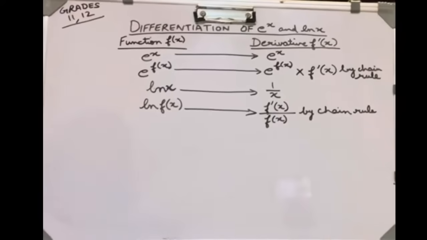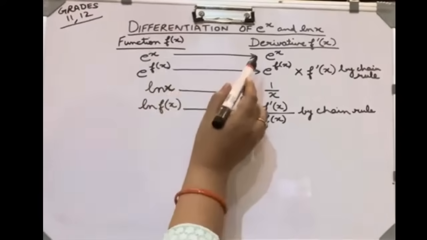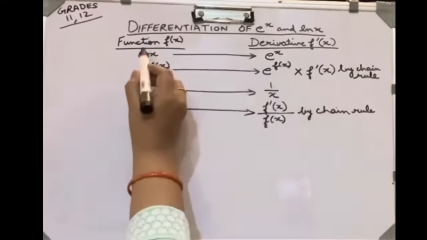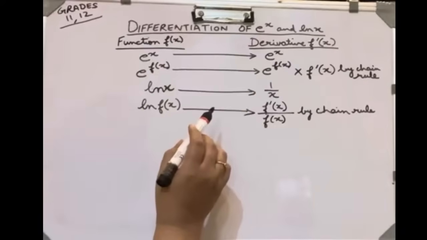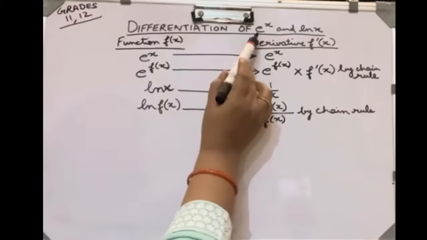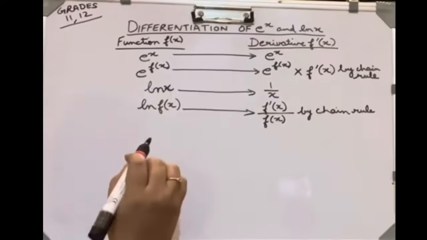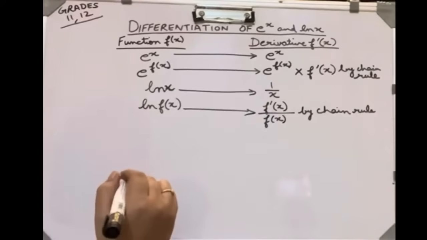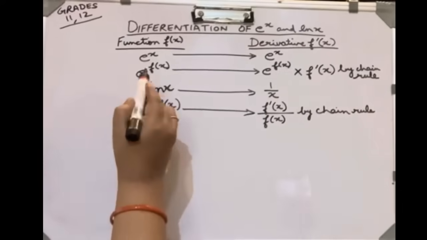But first, let's explore the various functions and their derivative or rate of change. So the function f(x) and its derivative is f dash x. Today we will discuss just e to the power x and ln x, just these two functions. And in the next lesson, we'll discuss the derivatives of trigonometric functions. So let's begin.